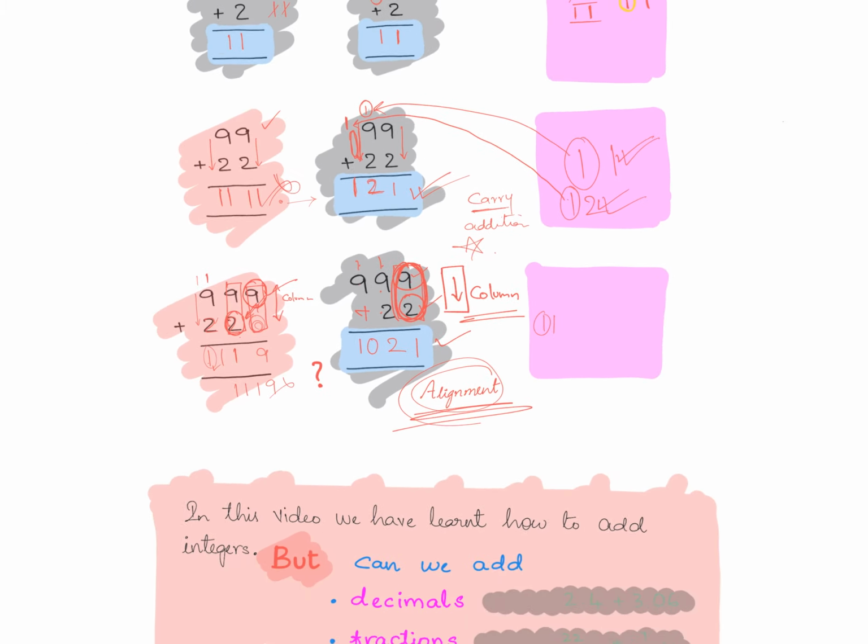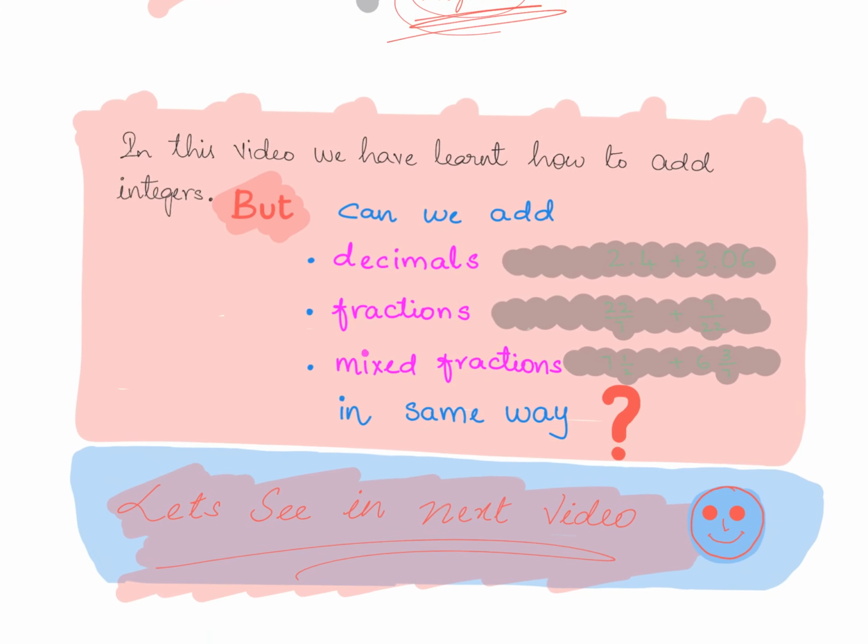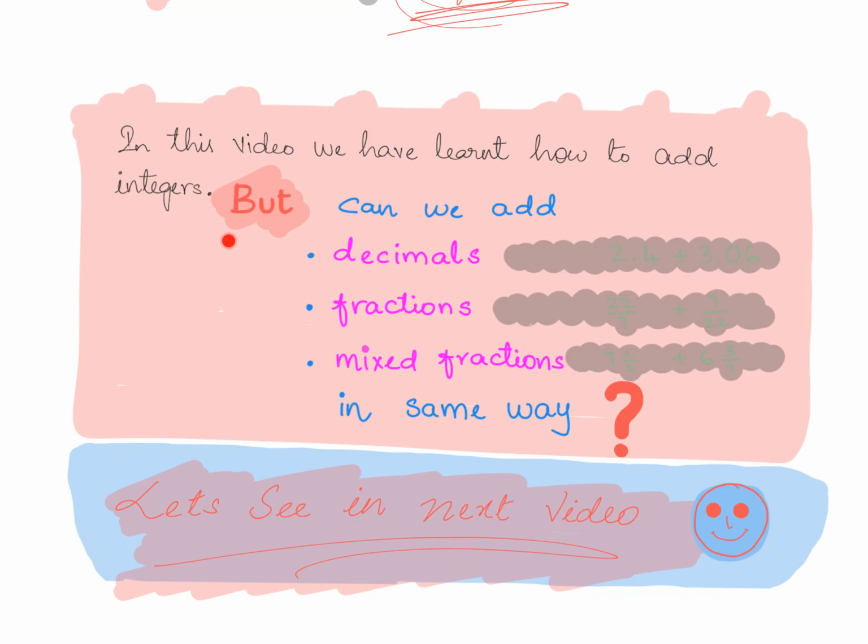Yes. In this video we have learned how to add integers, but can we add decimals, for example 2.4 and 3.06, in the same way? And fractions like 22 by 7 plus 7 by 22, how can we solve these? And mixed fractions 7 1 by 2 and 6 3 by 7, how can we add them? Is it in the same way we solve this? Let's see that in the next part of the video.